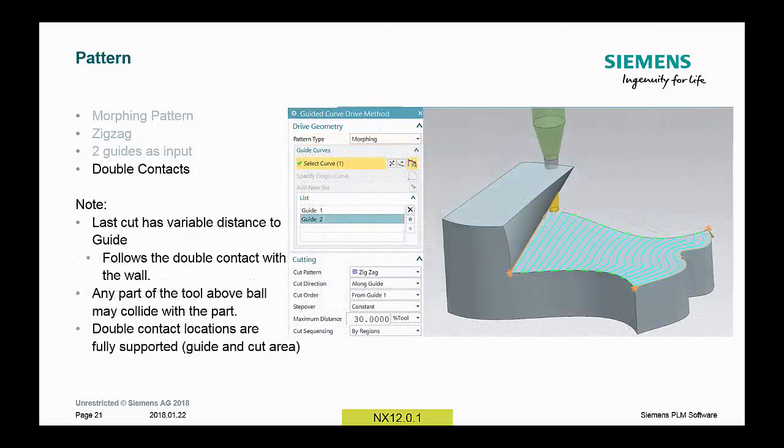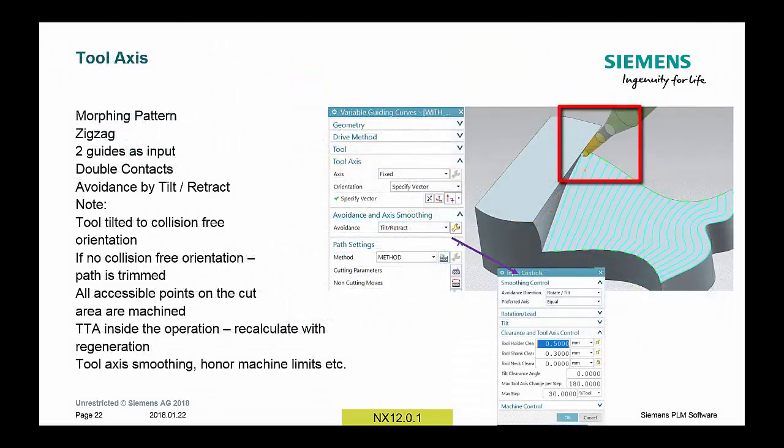If the tool cannot reach the specified guide curve due to a double contact condition, the system will generate a guide curve following the double contact trace. Although portions of the tool may show collision while working on the pattern, since the operation has the tilt tool axis embedded, the final path is collision-free with maximum coverage.